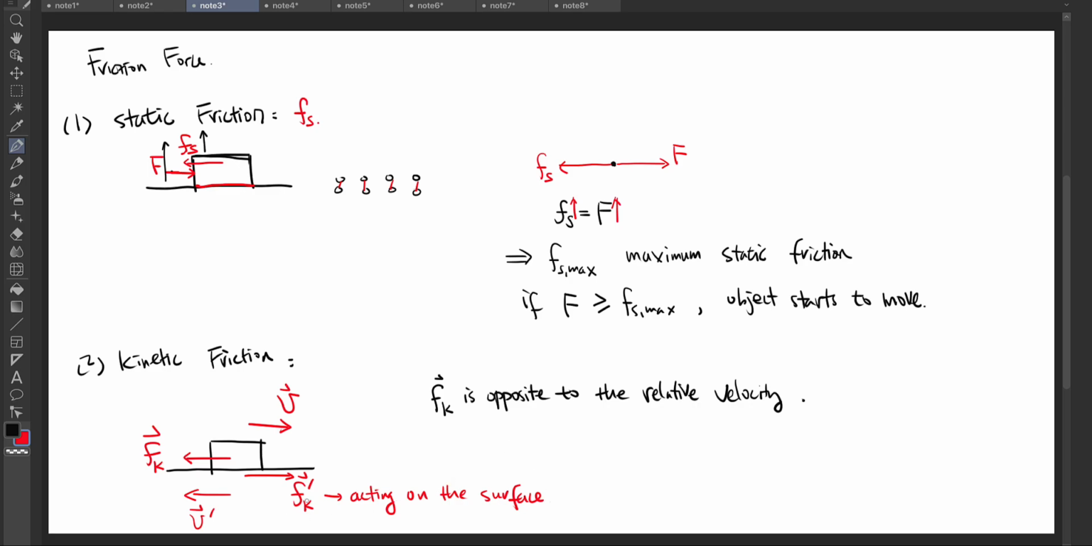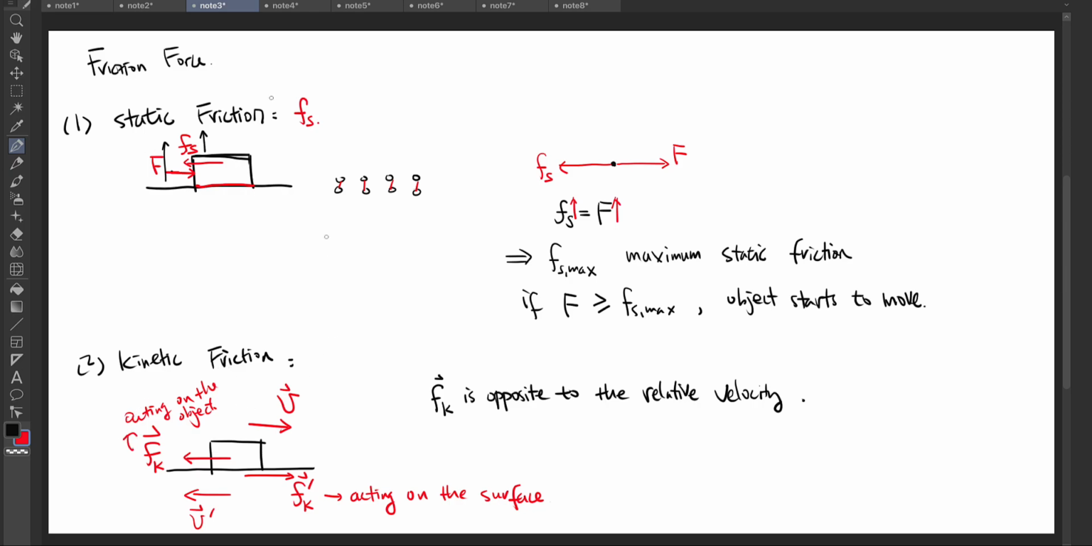Now you can see the Fk prime, its direction is again opposite to the relative velocity direction, which is V prime here when we're talking about the surface. But when we talk about Fk acting on the object, then we just need to talk about the velocity of the object relative to the surface.